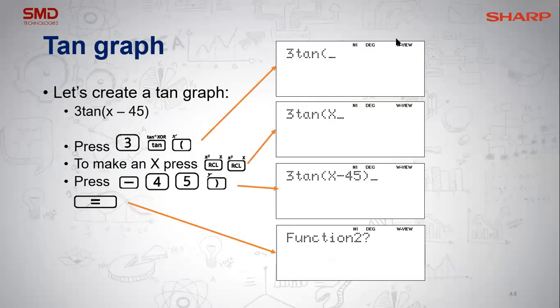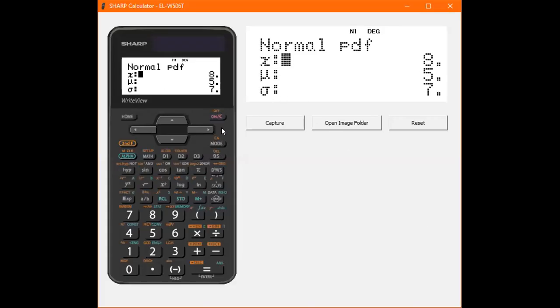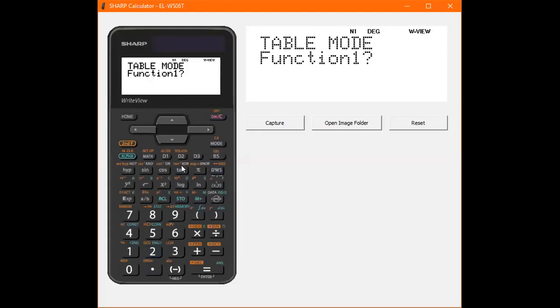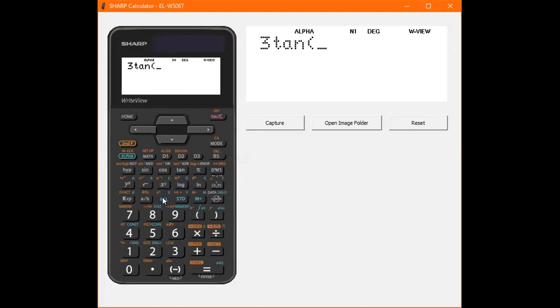What I want to just show you briefly is a tan graph. And that's really nice. Again, so let me just say mode and 2 for table, and we'll just draw a tan graph. Let's do a complicated one because we're all high school FET teachers here. We hope. So 3 tan, open brackets. Again, to make an X, you're going to press your RCL button twice. 1, 2, and then let's shift it over 30 degrees and close brackets. Okay, and we're going to say equals.